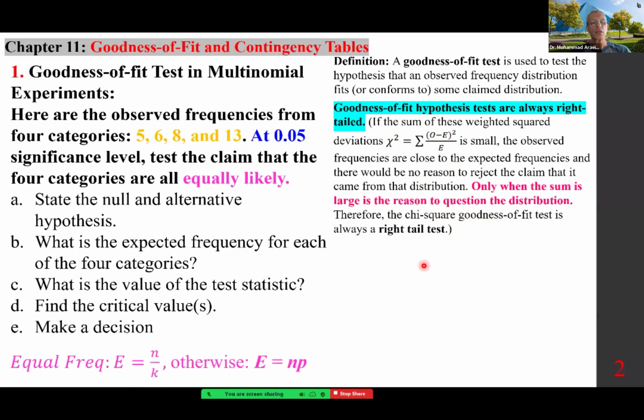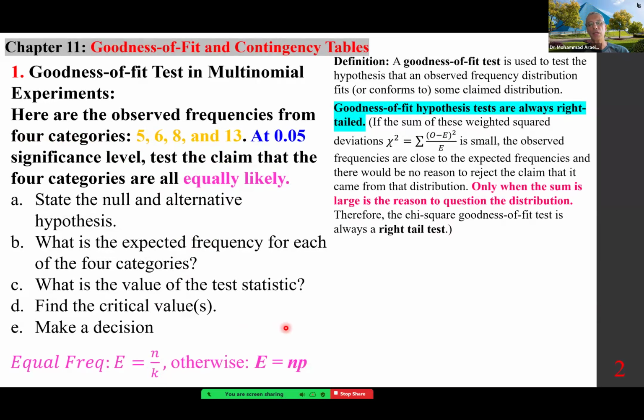So here are some of the formulas. Equal frequencies, if that's the assumption for the case of a multinomial: E, the expected value, is n over k. That means n, the total sum, so you add up all those observations and divide by how many categories. There are 1, 2, 3, 4 categories here. The other formula, of course, is E equals n times p, where p is the proportion given for each category.